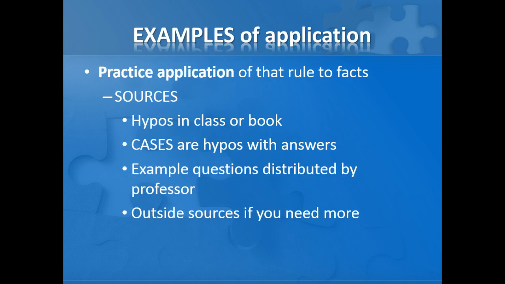One other thing that should appear in your outline are the sample issue spotters, or what I'm going to refer to here as examples of application. So what you should do is try and determine whether or not your outline's working by applying the rules to different fact patterns. You might include some examples of these in your outline itself.